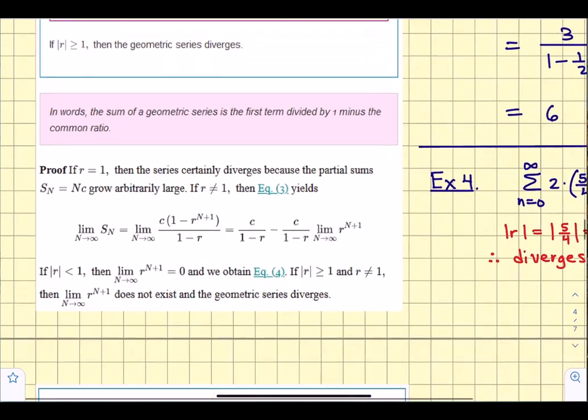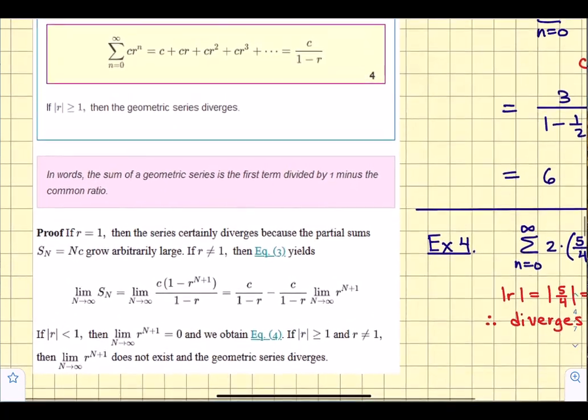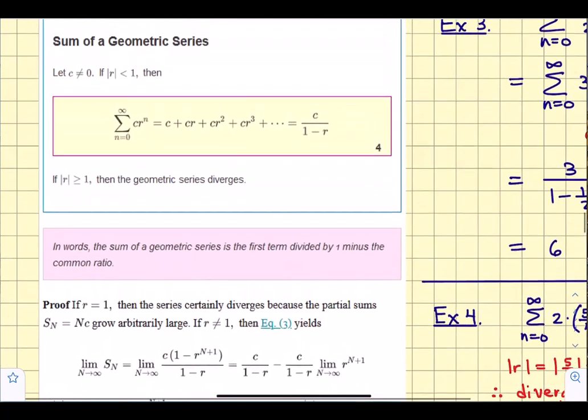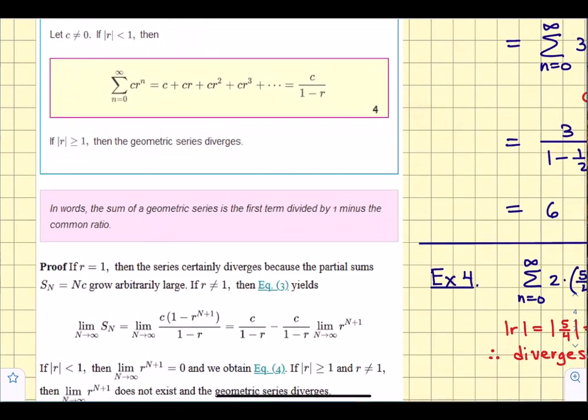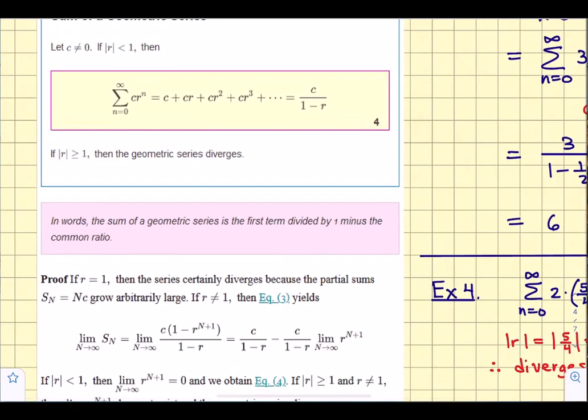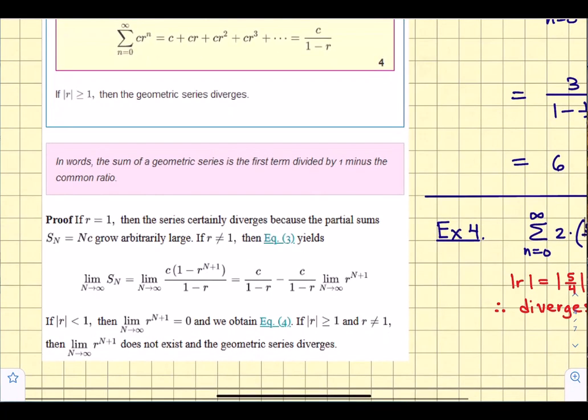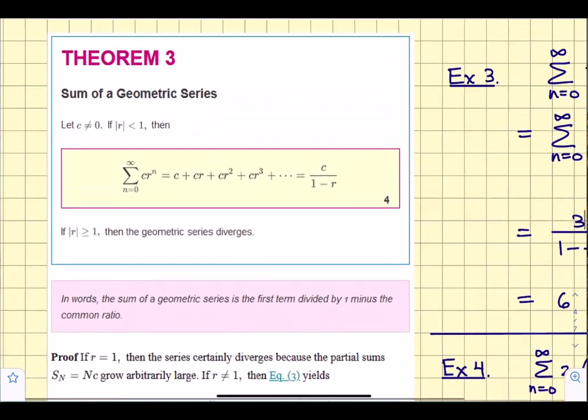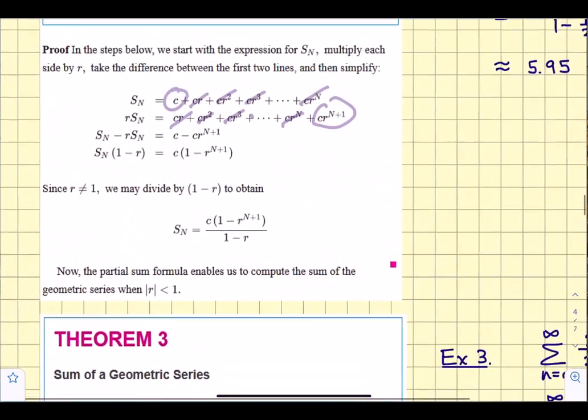So the proof here just says, let's separate the case when r is equal to 1. If r is equal to 1, just like we said before, we're going to be summing infinitely many copies of C, so that's going to diverge. On the other hand, if r is not equal to 1, we can go back and use our finite geometric formula that we had up here, equation 3.